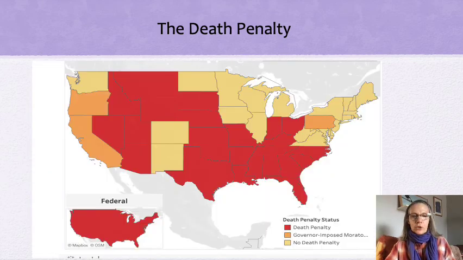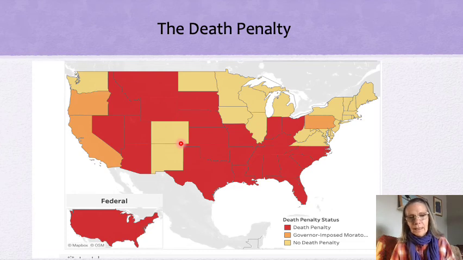And this is a map that shows the breakdown of the use of the death penalty in states in the United States, as well as the federal government, and this comes from the Death Penalty Information Center. And so you can see here that the states that are in red, these are the states that use the death penalty. The states that are in yellow, including Wisconsin, are states that do not use the death penalty. And then states like California, here, these states in orange, those are the states that have a governor-placed moratorium on the use of the death penalty.